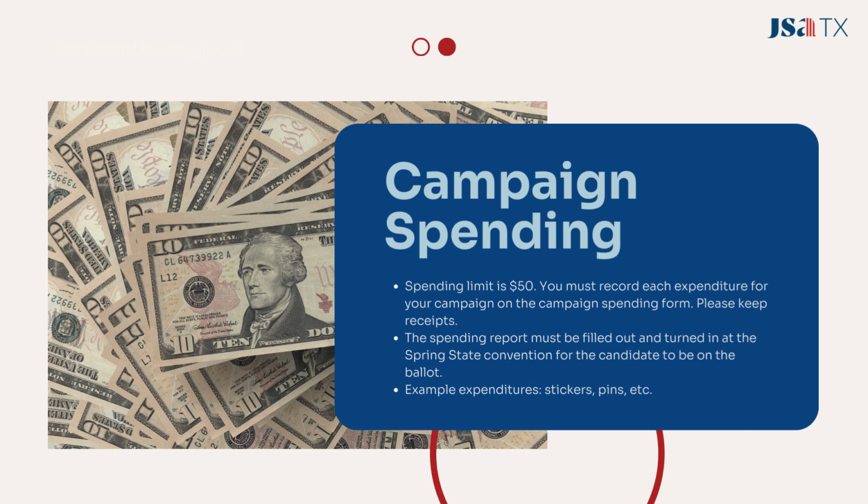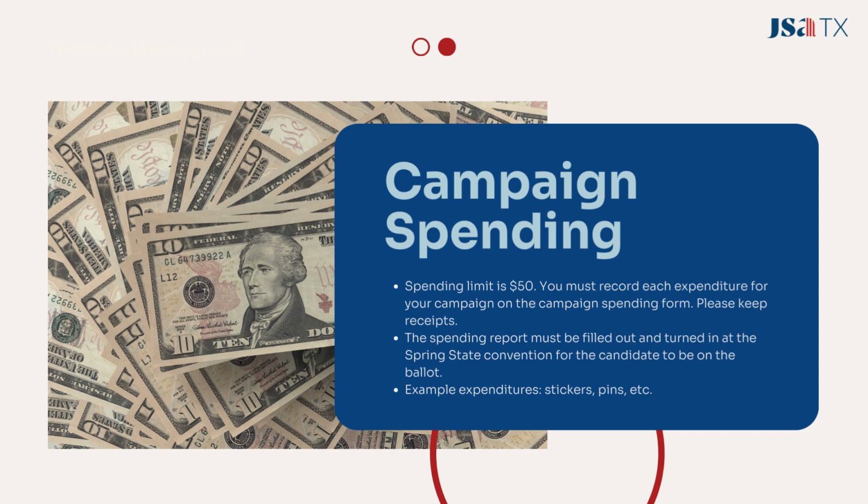Okay, so campaign spending. The spending limit for all candidates is $50. You have to record every expenditure for your campaign on that campaign spending form, which is again linked in the FEC Handbook. Please keep all of your receipts. This is just so that all the candidates are on a pretty much even level and no candidate is spending too much and going overboard for their JSA campaign.